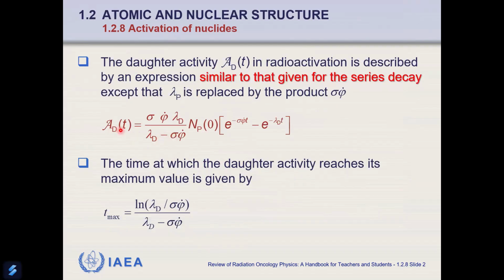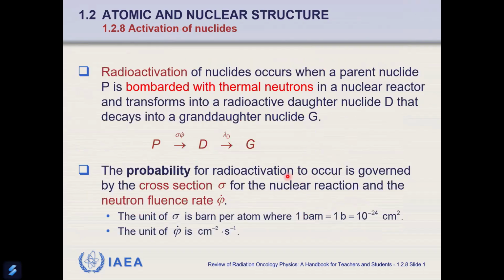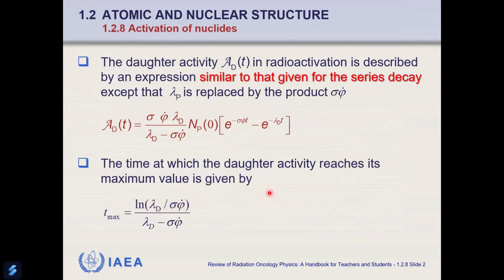So our activity will depend on that, and also the probability of the cross-section. And of course, you can derive the Tmax just like we did here. We can do the same thing, and you can get a Tmax as well, at which the daughter would reach the maximum activity.